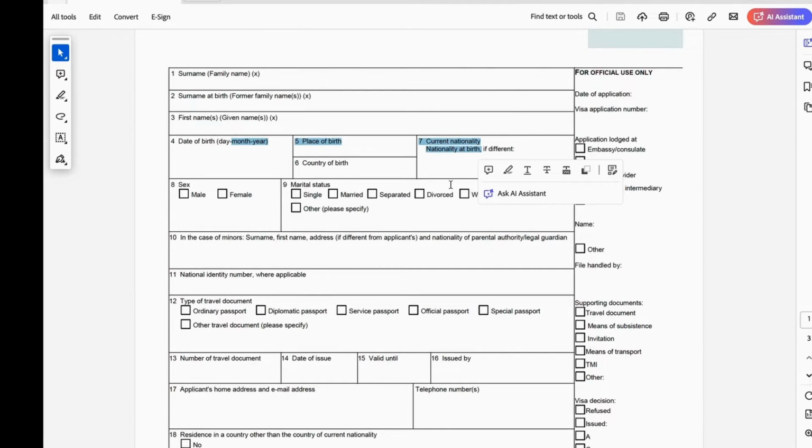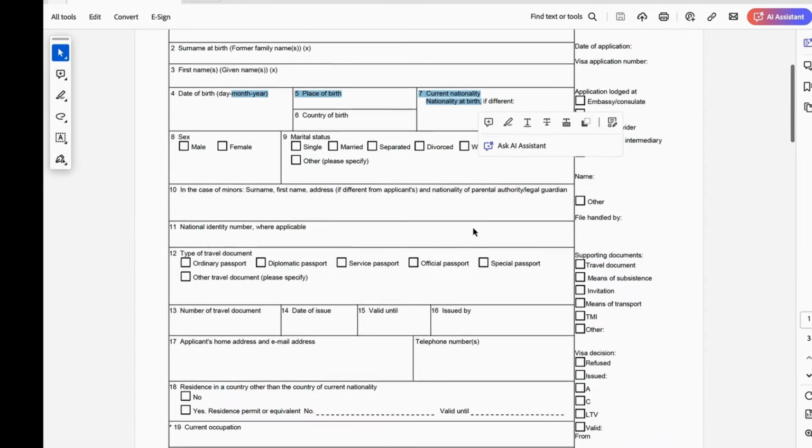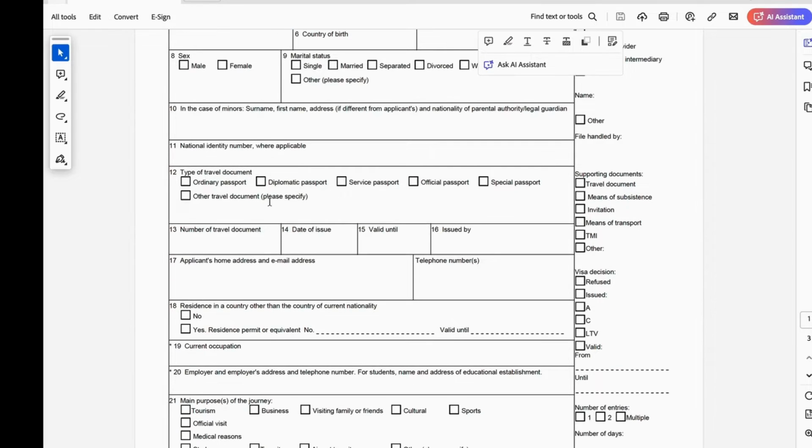What is your marital status? You can include that. In case of minors, you have to include the surname, first name, and address. If different from applicants, the nationality of the parental authority and legal guardian, followed by the national identity number. I put my Aadhaar card number. Since I'm Indian, I have put my Aadhaar card number, but if you have any other national identity number, you can put that here. Followed by the type of travel document.